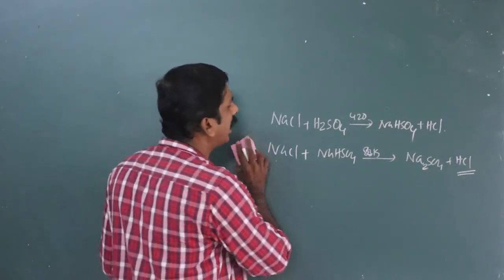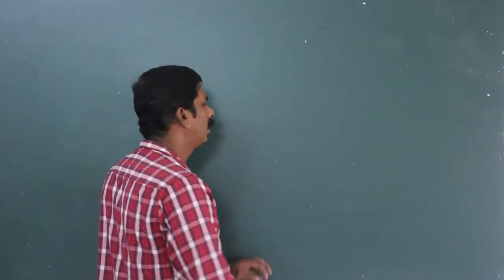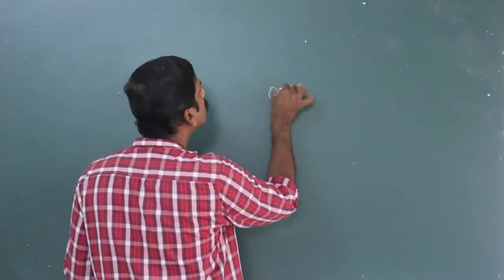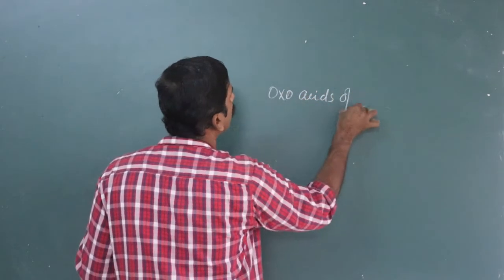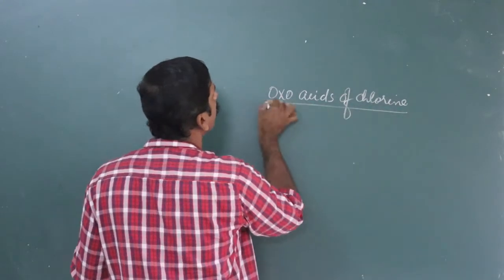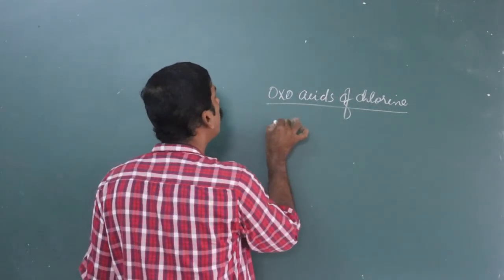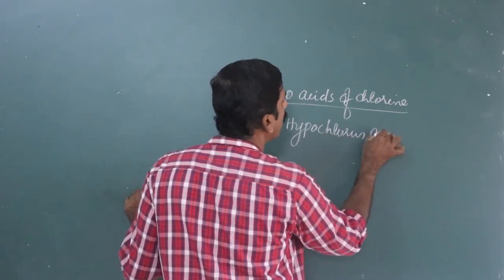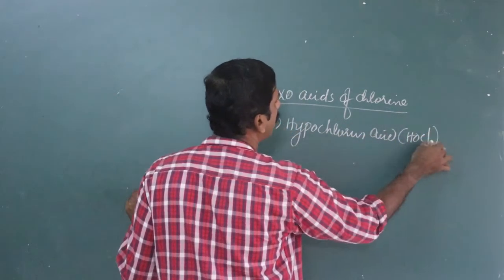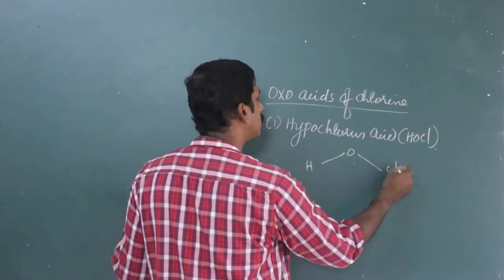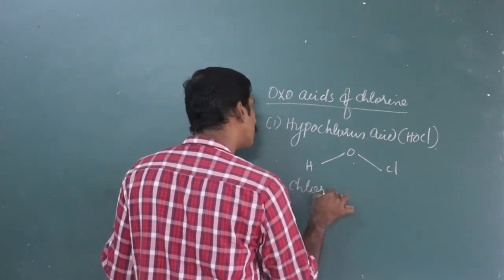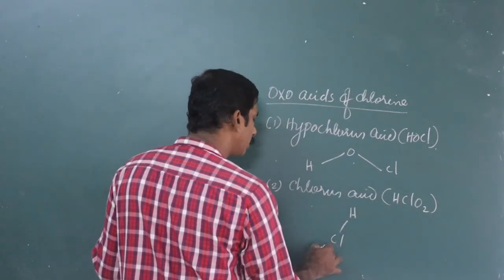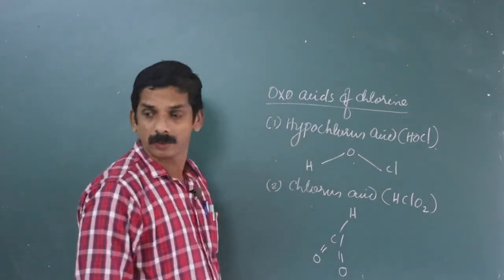Then oxides and oxo acids, that is not included, but even though if you want to write the oxidation property, I just mention the oxo acids of chlorine. Chlorine mainly forms 4 types of acid. First one is hypochlorous acid, HOCl. Second one is chlorous acid, HClO2.